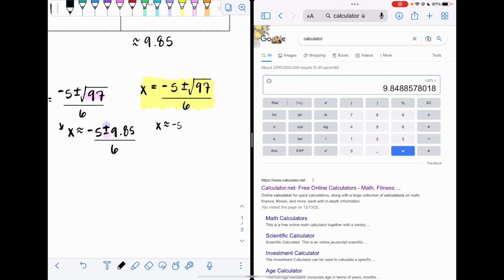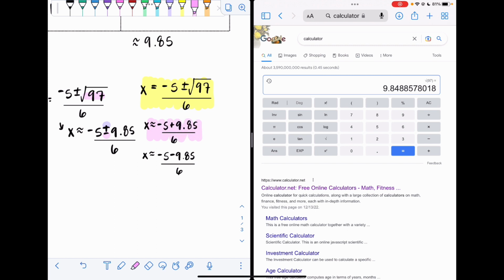-5. And then, hold on, I'm trying to figure out the best way to organize this just because I'm a little bit out of room. So x is approximately -5. And then plus 9.85 over 6. And then I'm going to do the second equation down below it, and we'll simplify as we go to the right. So the second equation, x is approximately -5, and then instead of plus 9.85, it'll be minus 9.85 over 6.